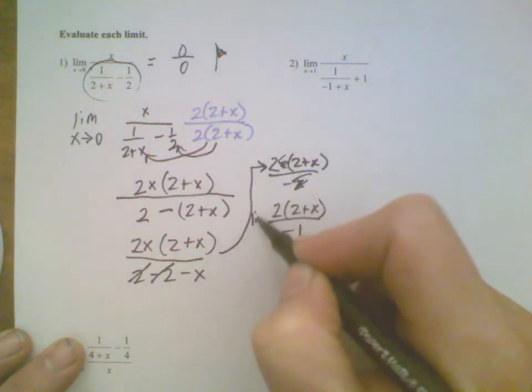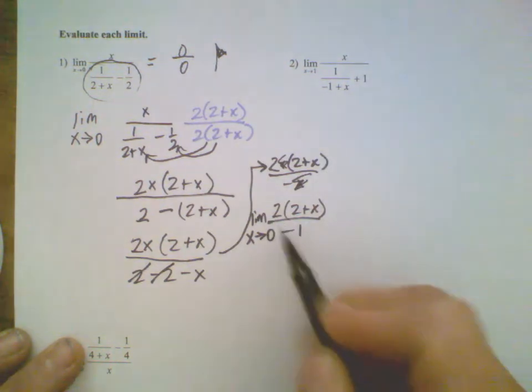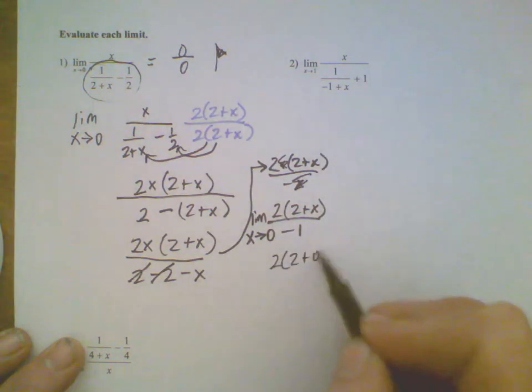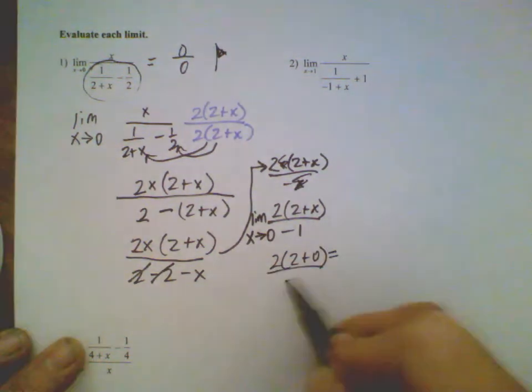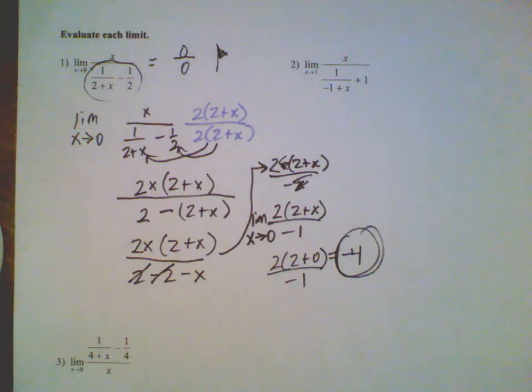Now I'll redo that limit as x approaches 0. That leaves me with 2 times 2 plus 0 over negative 1, or negative 4. And so there's my limit. So again, it's just work with the common denominator.